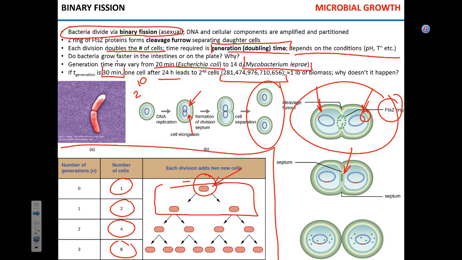I may also ask you a different story. We had so many cells in the beginning, and we had so many cells after, say, an hour. Does that make sense? You start with 1, in an hour you have 16. What's the generation time? So you have to count the number of generations and divide the overall time by the number of generations. That will give you the generation time. Am I clear?